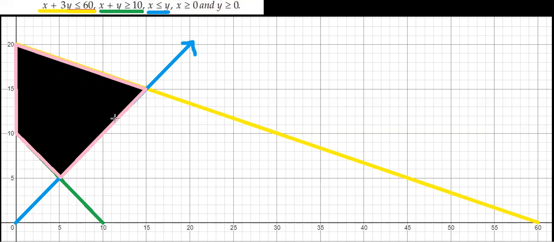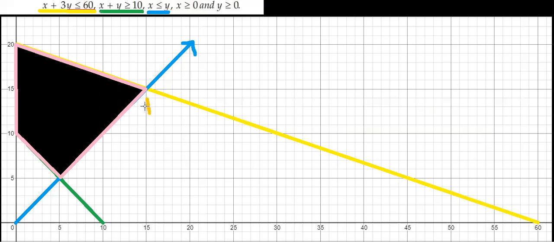And now we have to worry about the candidate points. The candidate points are nothing but the vertices of this feasible region. One way to find the vertices is to eyeball it, but technically speaking, you will have to solve the equations simultaneously to get the coordinates of the vertices. You can check, using the yellow and the blue equations, that this point is represented by 15 comma 15.